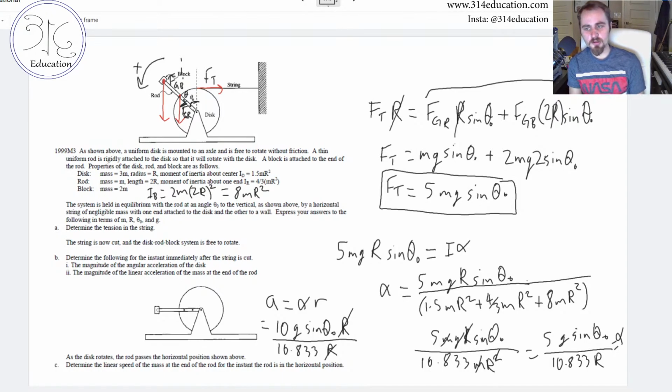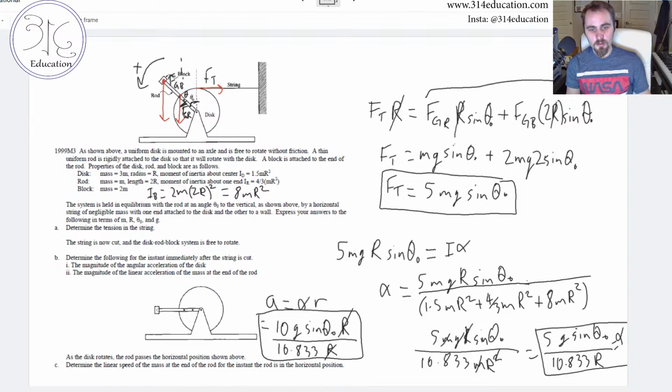I moved through it a little quickly and used a few shortcuts there. Let me know if you have any trouble finding where these things came from. That gives us our a and our alpha. Good.